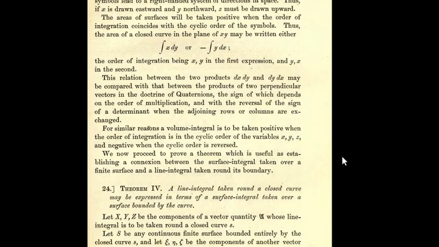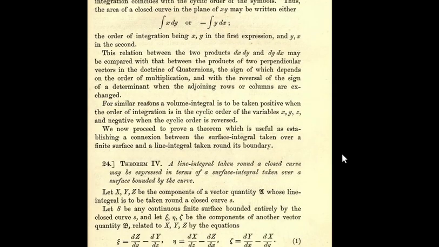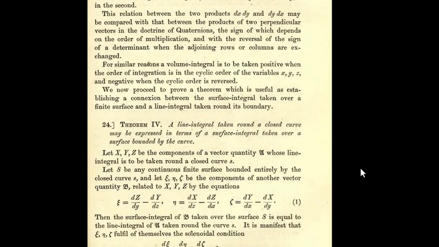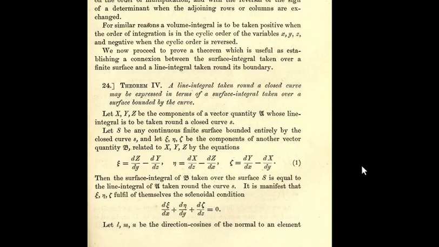For similar reasons, a volume integral is to be taken positive when the order of integration is in the cyclic order of the variables x, y, z, and negative when the cyclic order is reversed. We now proceed to prove a theorem which is useful as establishing a connection between the surface integral taken over a finite surface and a line integral taken round its boundary.